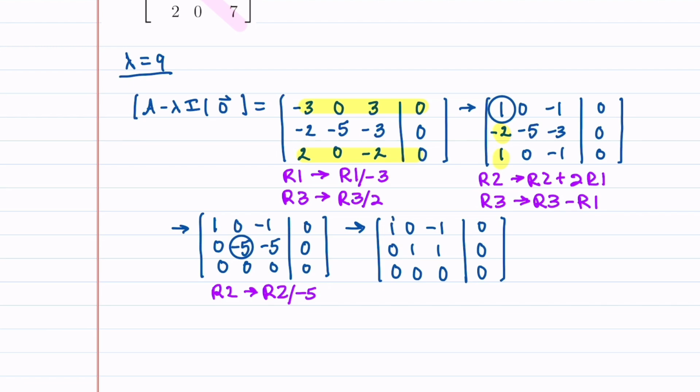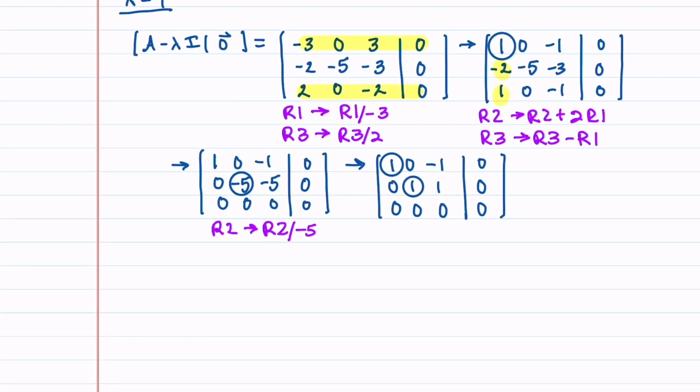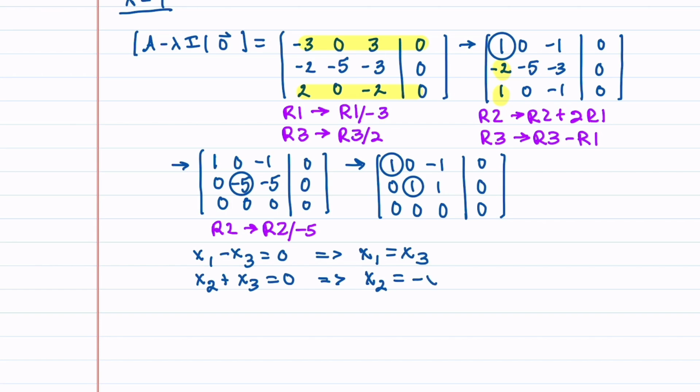I'm going to circle the pivots because those are the variables that we're going to solve for. We have x1 minus x3 is 0. So that tells us that x1 is equal to x3. And then we have x2 plus x3 is 0. So that tells us that x2 is equal to minus x3. And then let's just make a note that x3 is a free variable because there's no pivot in that column.